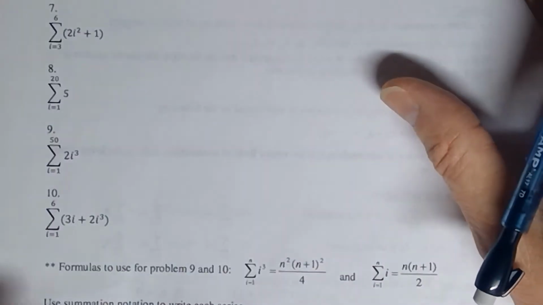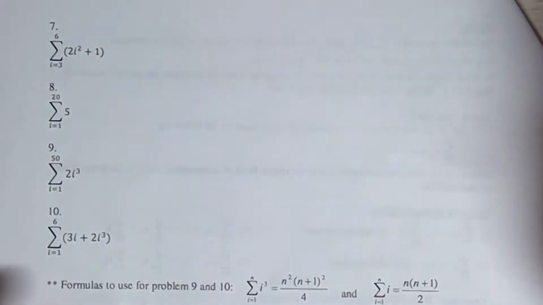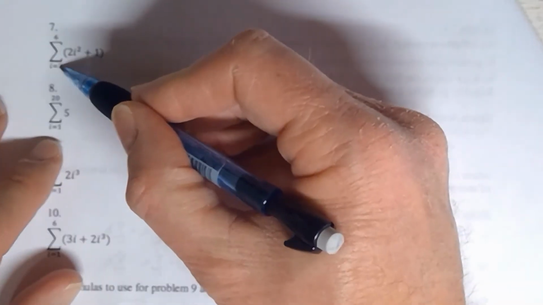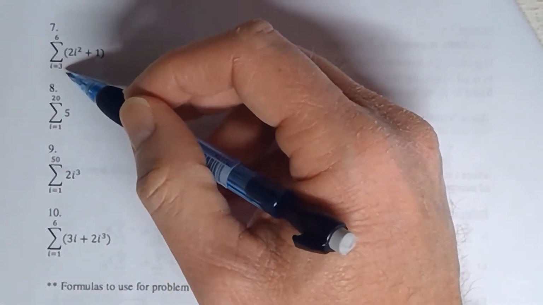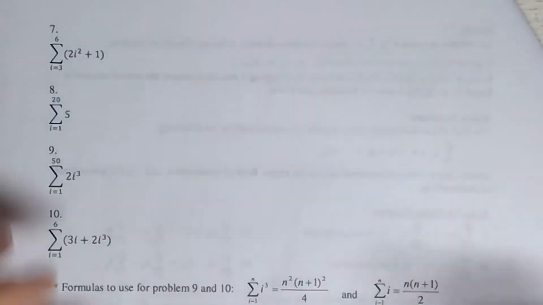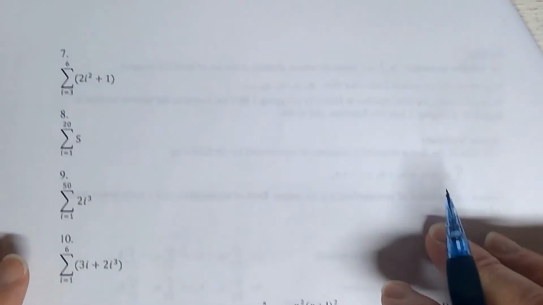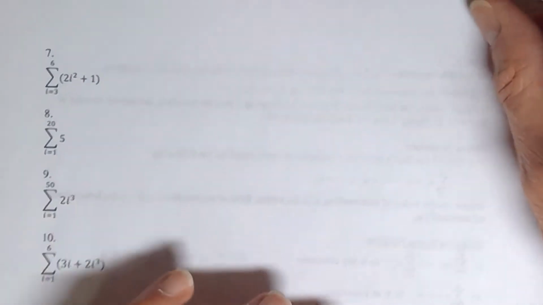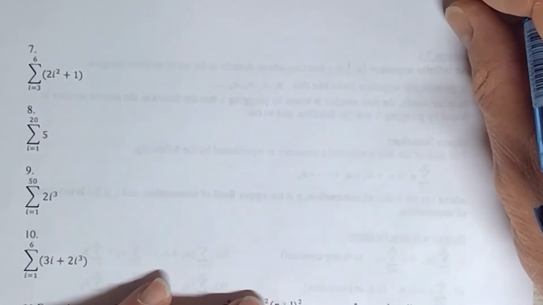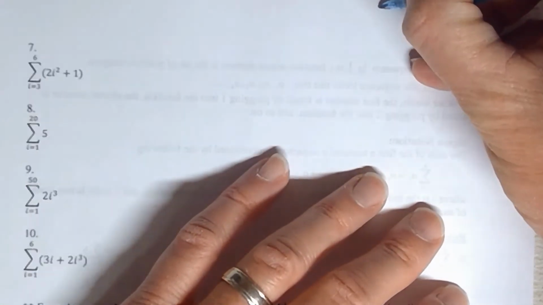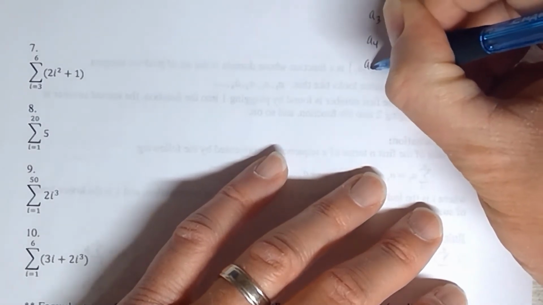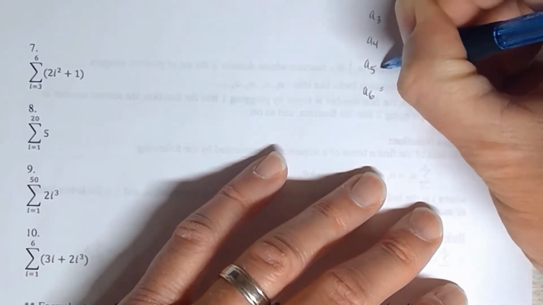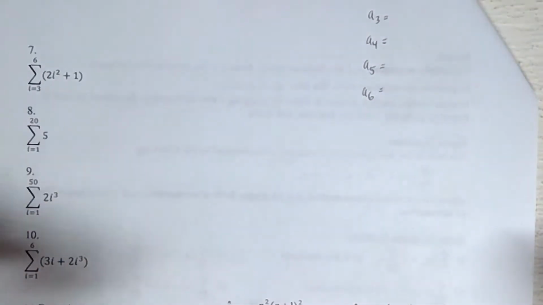As we move on to the next set of problems, you'll see in number 7 that the bottom number is 3 this time. Usually it's going to be 1 more often than not, but not always. So what does it mean if the bottom number is 3 and the top number is 6? It's trying to tell you to do A3, A4, A5, and A6. Not A1 and A2.